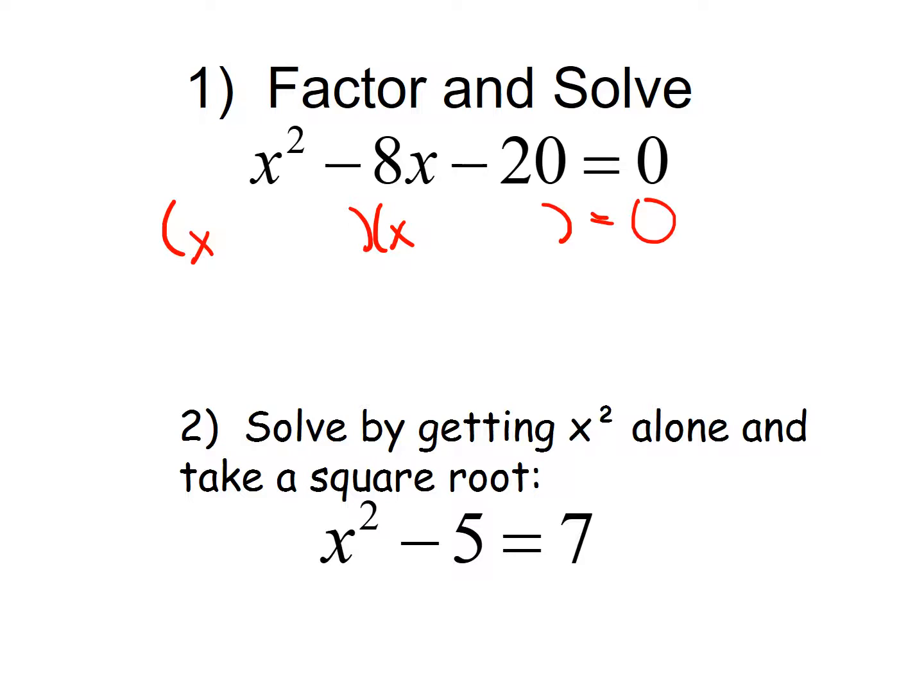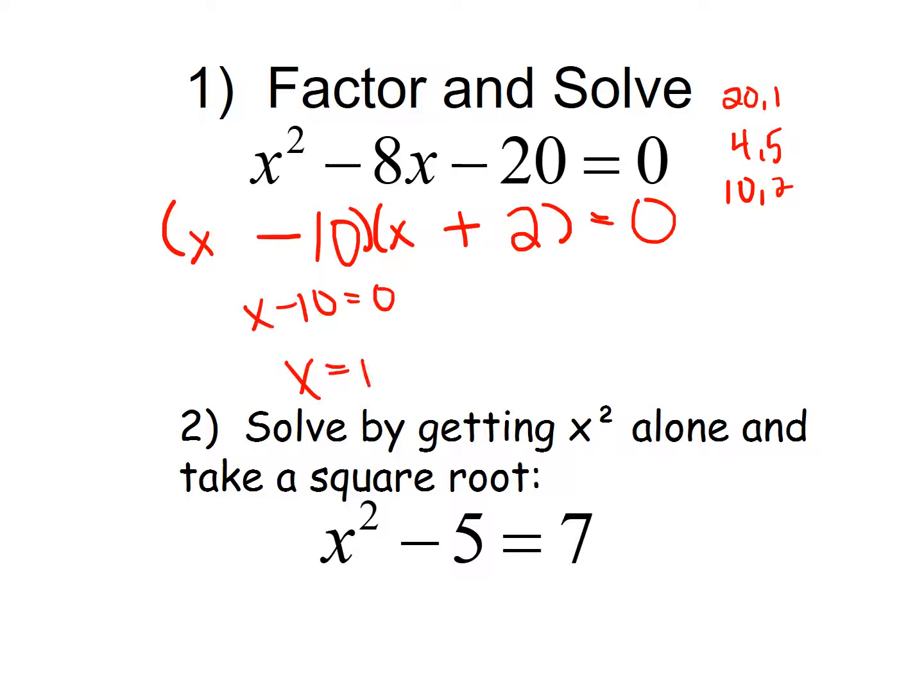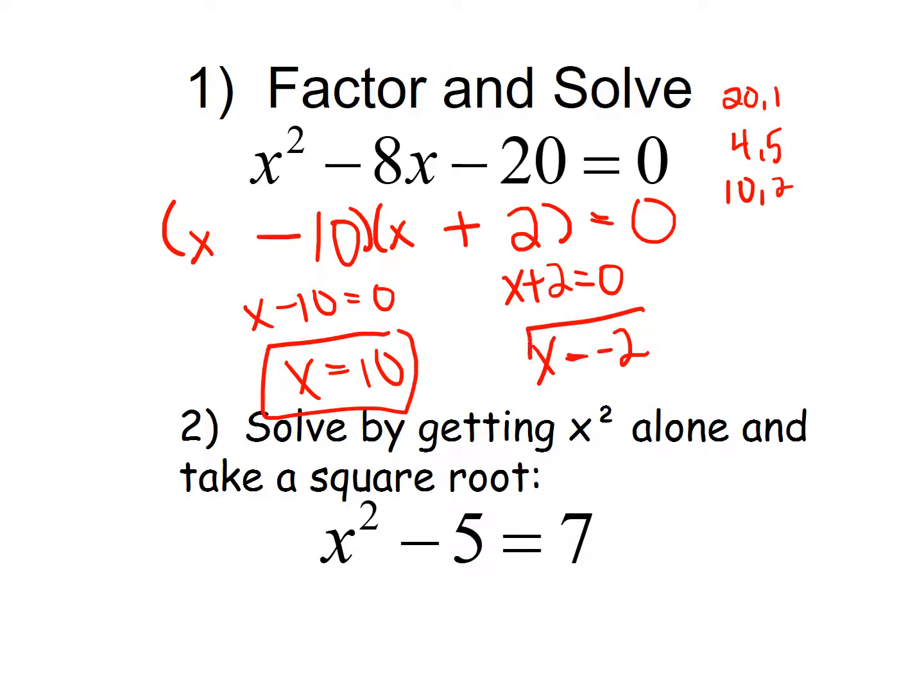Then the last thing times the last thing has to multiply to 20, but it also has to add to 8. So 20 has factors of 20 and 1, 4 and 5, 10 and 2. So most likely we'd want 10 and 2, where 10 is negative and 2 is positive. So then when we multiply it back out, we would get x squared minus 8x minus 20. And then we would set each factor equal to 0, getting x is equal to 10. And if we set the other factor equal to 0, we get x is equal to negative 2. So we learned in this unit, that was the first thing we learned, all these different ways to factor and solve.